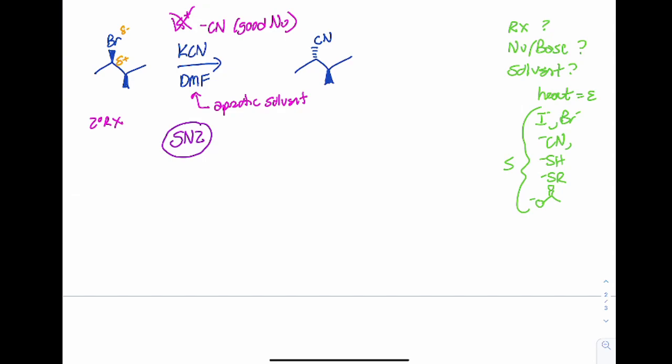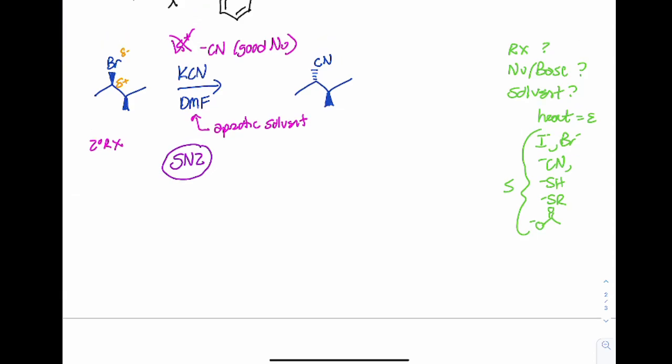You do need to draw the transition state for this, so make sure that the dotted line between the cyanide group and the partial positive carbon is 180 degrees from the dotted line between the bromine and that partial positive carbon. So again, please practice the mechanism for this one.